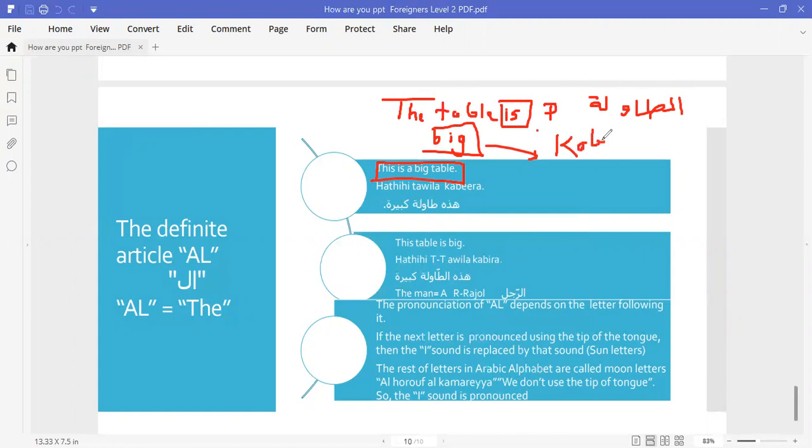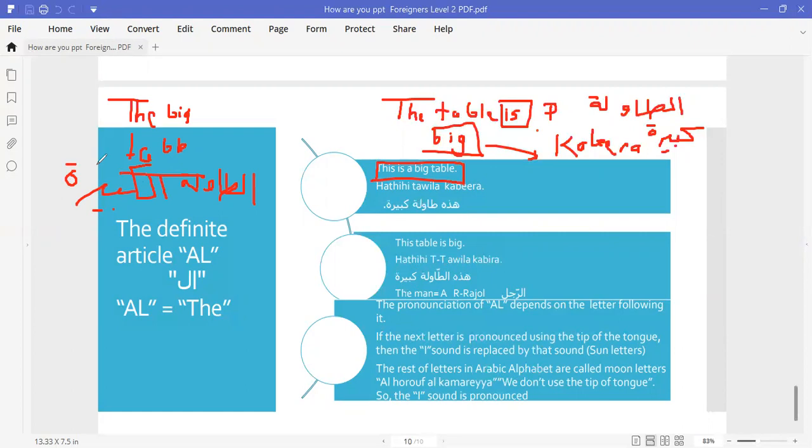Kabir. Okay, fine. Why did I say kabira? Because the noun is feminine. So at-tawila kabira, with ta marbuta. But if I say the big table, notice here I didn't add al to the adjective. But what if this was a noun phrase? The big table. This is a noun phrase. It doesn't contain a verb. We start with table. Table is at-tawila, because I'm specifying. Big is kabira. But since it's a noun phrase, we need to add al also to the adjective of the definite noun. So at-tawila al-kabira.